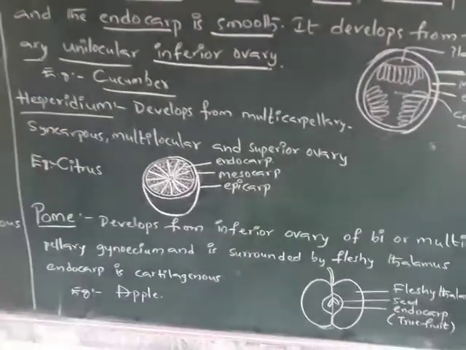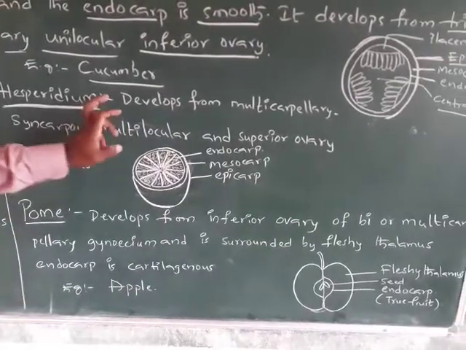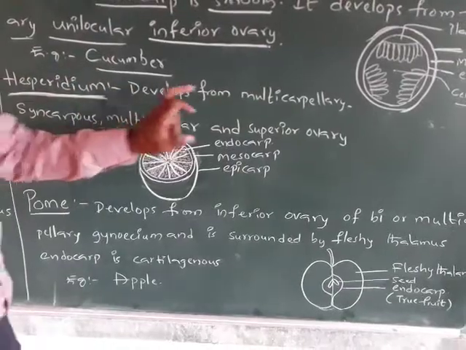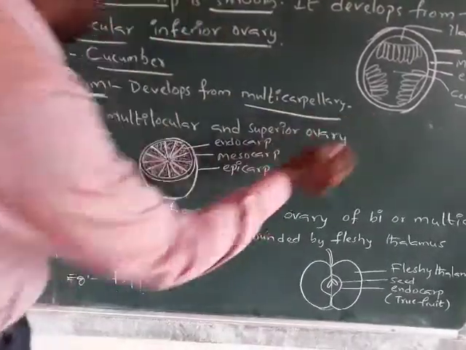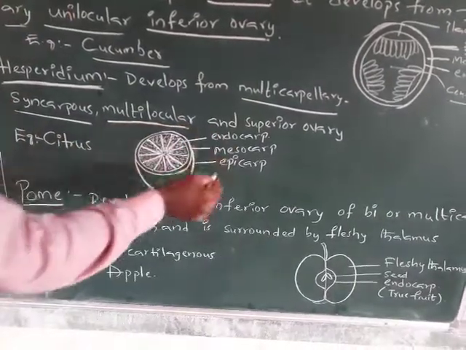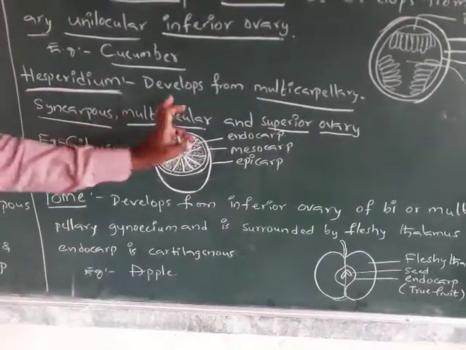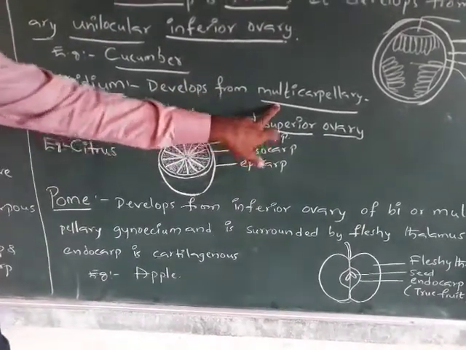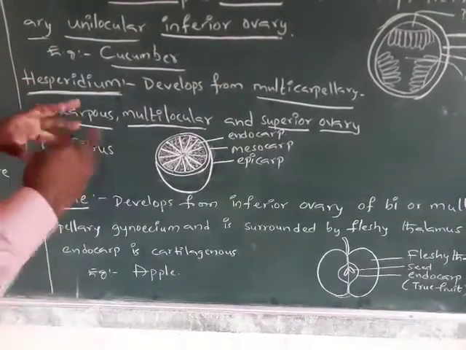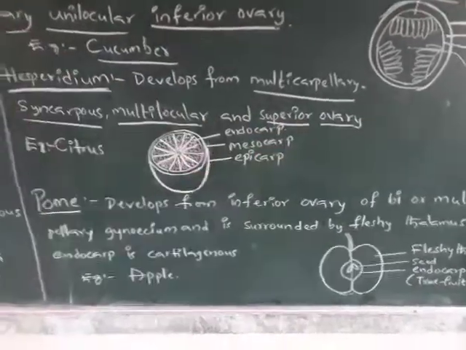And the next fruit we will discuss is the Hesperidium. This fruit develops from a multicarpellary syncarpous multilocular and superior ovary. See here, it is developed from multicarpellary, so a number of carpels are there. Multicarpellary syncarpous, they are united. Syncarpous, multilocular and superior ovary.